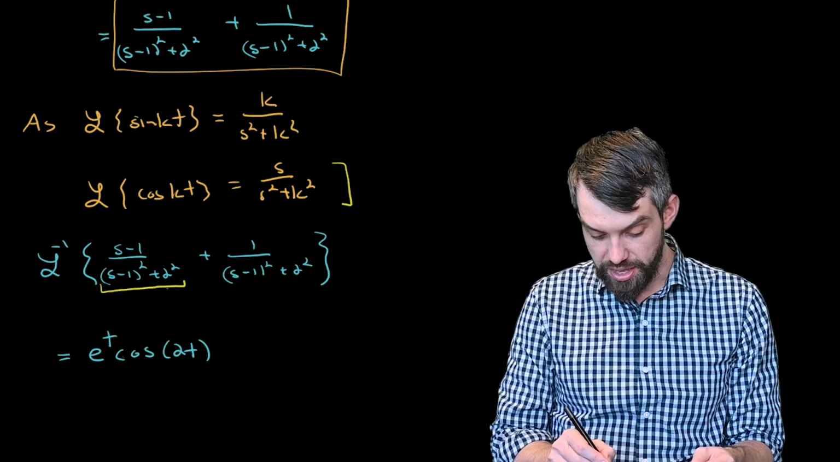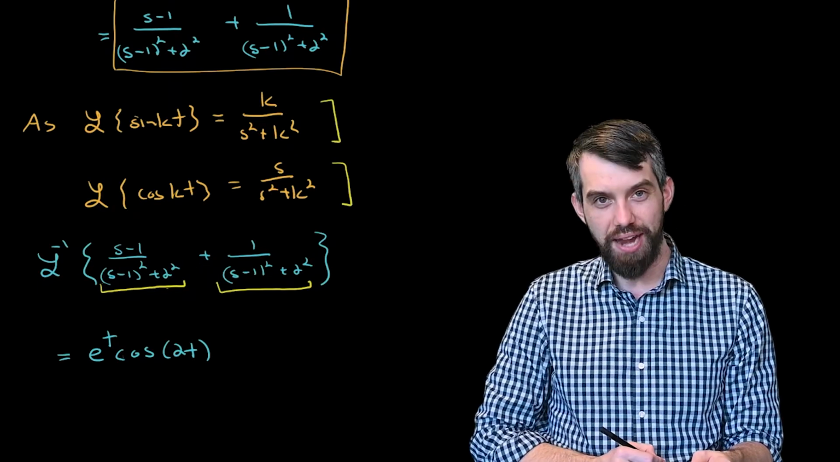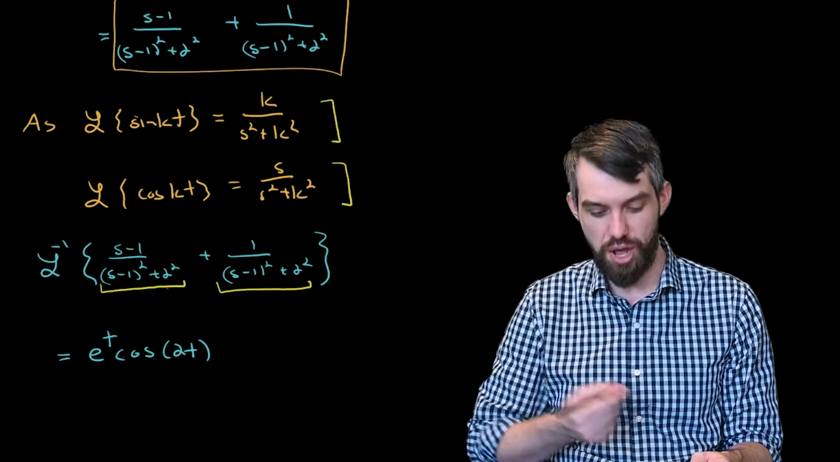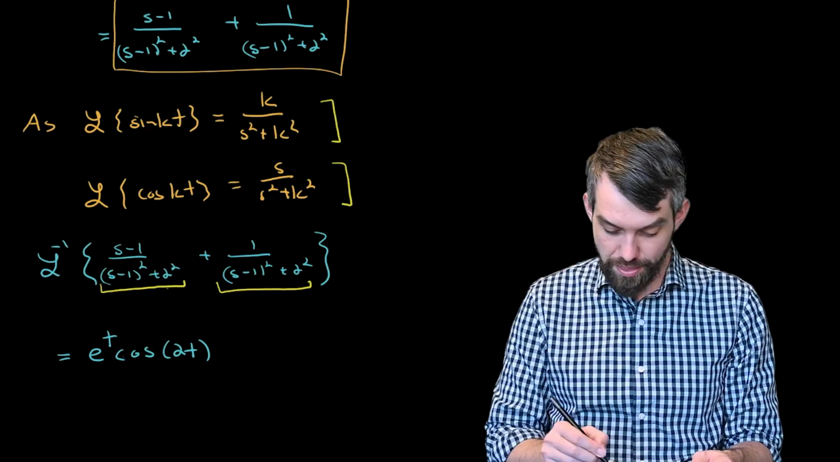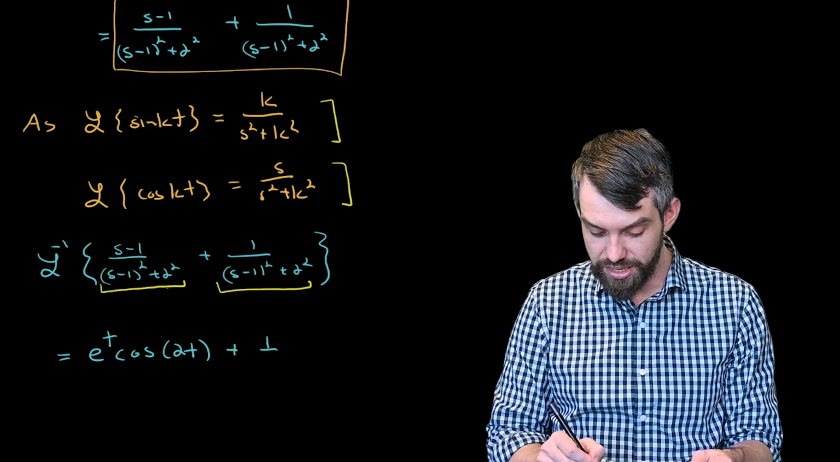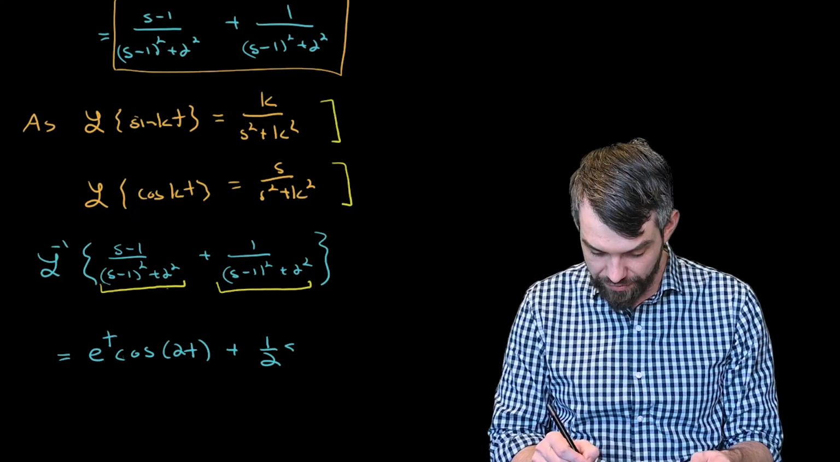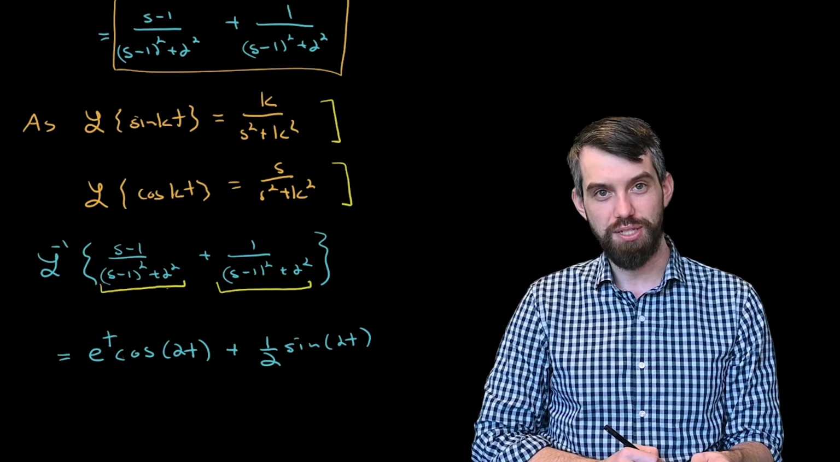As for the second term here, well, that second term is going to look a lot like a sine, except I'm supposed to have, if it's sine kt, I have to have a k on the top. So in this case, I should have a 2 on the top. I do not have a 2 on the top. And that's okay. I can just come here and say that this is 1/2 of putting a 2 on the top, so it is 1/2 of sine of 2t. And so that is now my final answer.